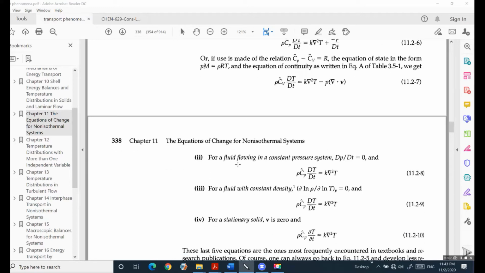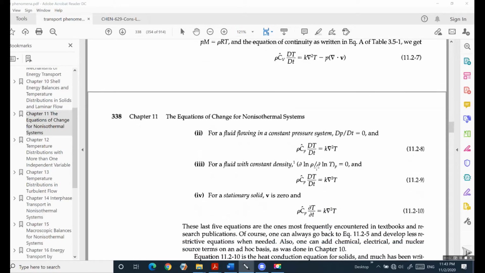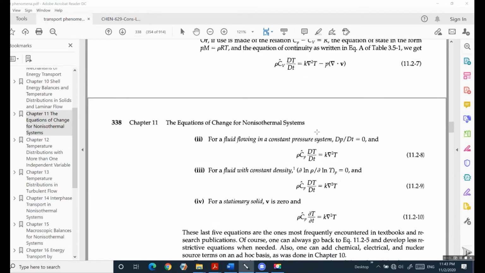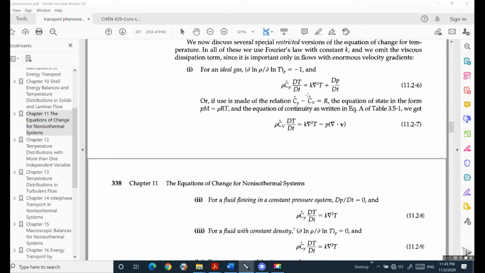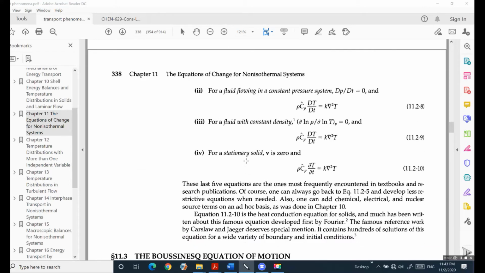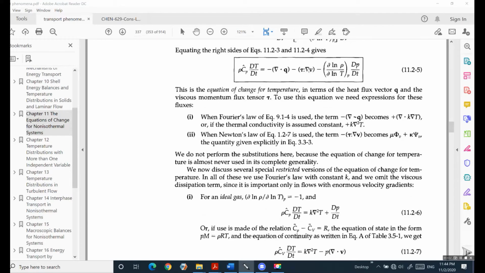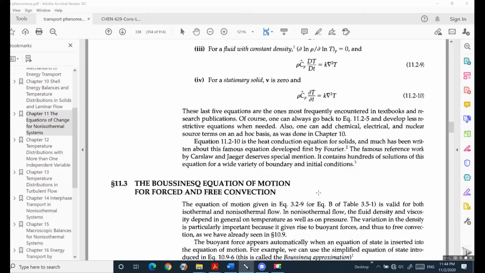Another special case is for the fluid flowing in a constant pressure system, then dP over dt is going to be 0. Then we will have that form. For the fluid with constant density, then this term is going to be 0 in here. Again, we will have that term, ignoring the effect of that term also. And finally, we can write for the stationary solid, v is going to be the 0 velocity vector, and this is basically going to give this form for the special case.